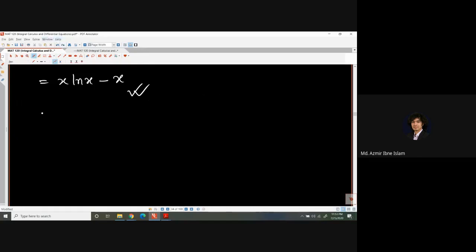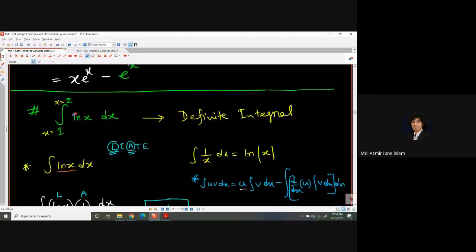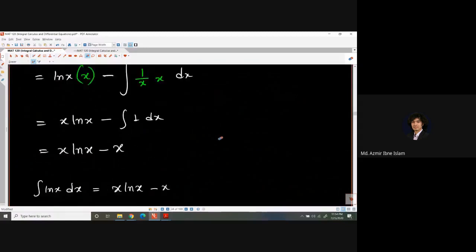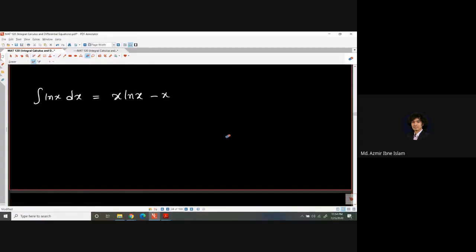So that means the integration of natural log of x dx is this one, x natural log of x negative x. So now don't forget that we have to find the area. That means previously we have the definite integral from the lower limit 1 to the upper limit 2. So let's think about these limits now. The lower limit is 1, the upper limit is 2.